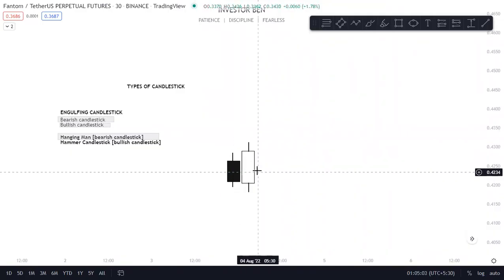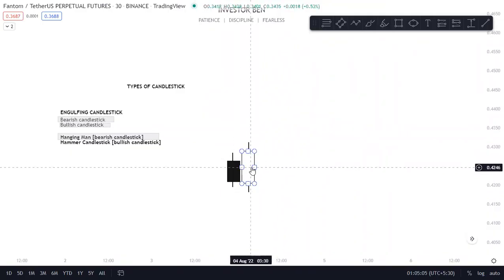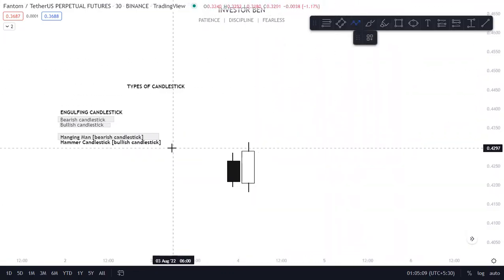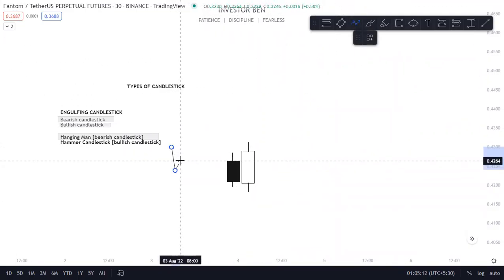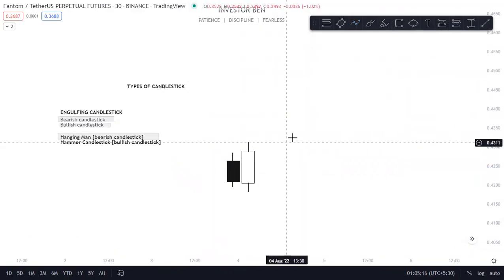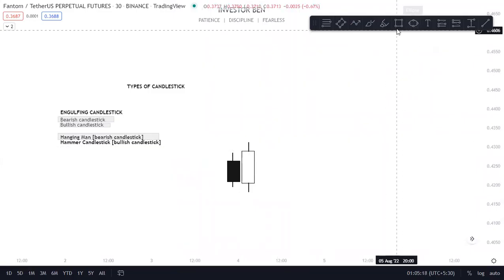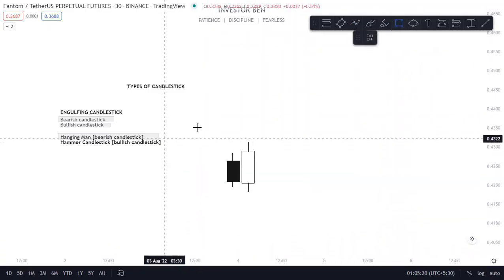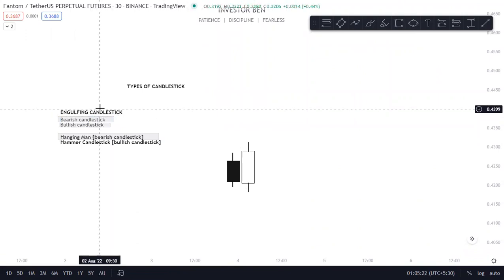Then for the bearish engulfing candlestick, we have the same thing. As it is bullish, in your chart it will be found at the bottom, where it actually sponsors a buy, right? They are bullish candlesticks. Then this is for the bullish engulfing candlestick, right?